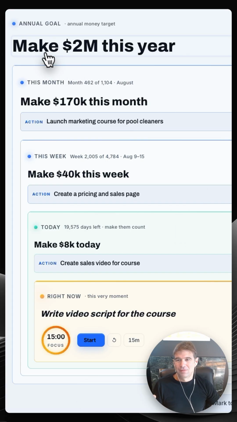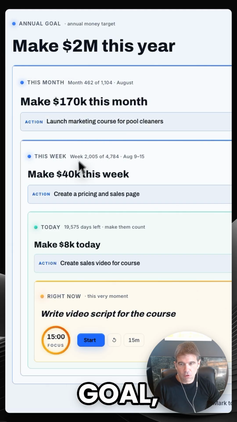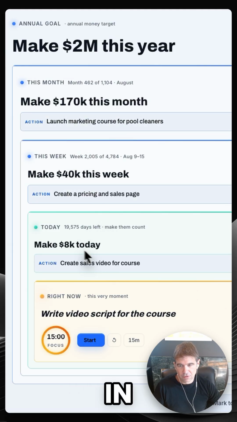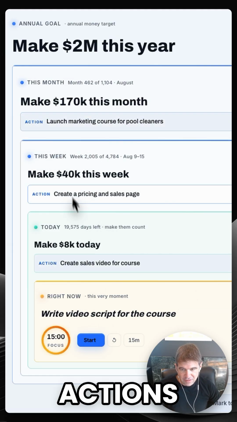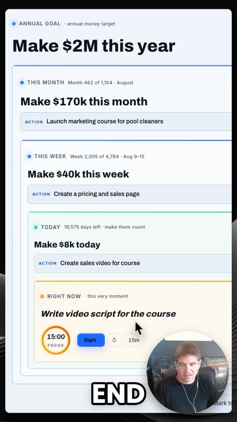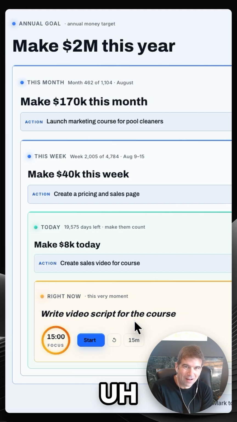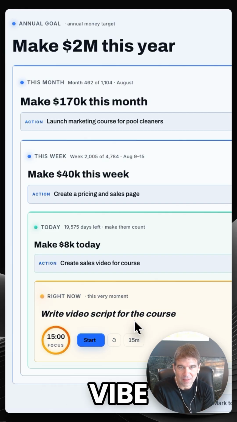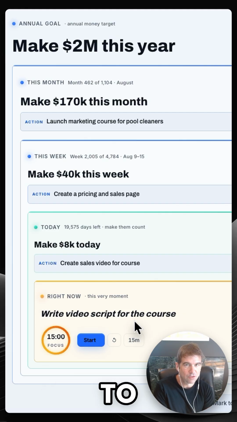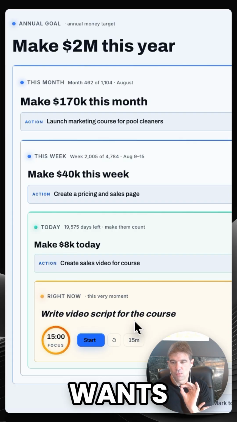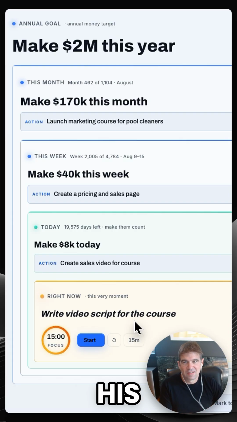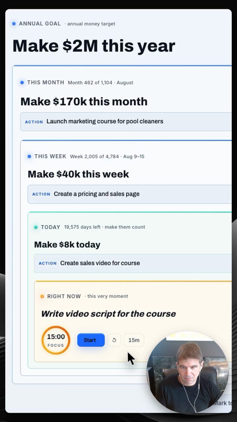So you can see how you have this annual goal, derived from that is a monthly goal, derived from that is a weekly goal. You've got a daily goal in terms of revenue. And there's actions tied to all of this. And at the very end is writing a script for the course. Now there's a whole bunch of other things that Jeff could be doing, right? He could be checking social media. He could be vibe coding another widget. He could be talking to a bunch of people on the phone. But if he wants to create this kind of revenue, it's very important that his actions derive from the income that he's looking to make.